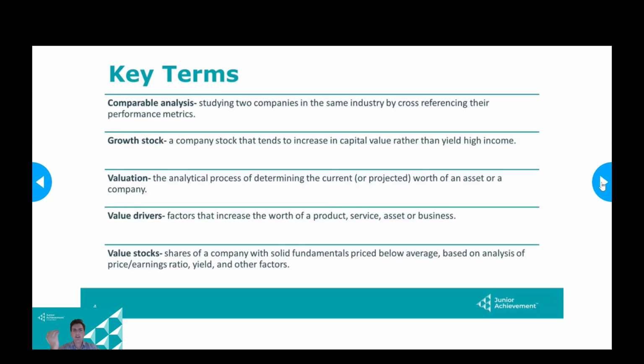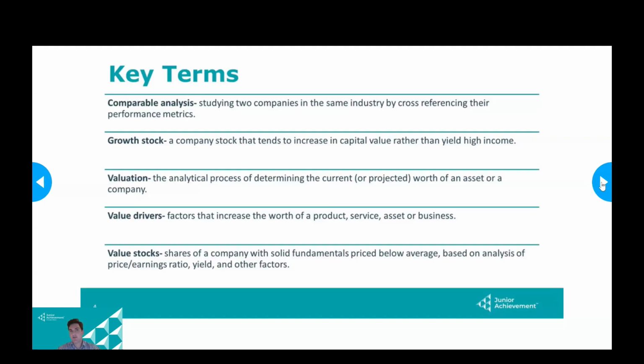Valuation. Valuation is essentially the analytical process of determining the current value or the worth of a company based upon its assets. So you're going to add up its assets and figure out, based upon what assets it holds, what the overall valuation of the company is going to be.